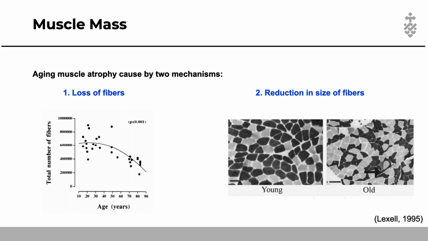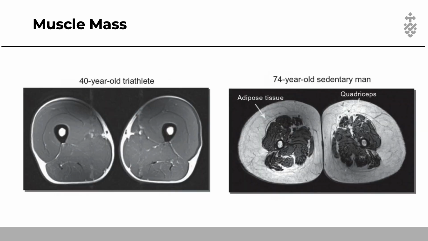If we have a look at the reduction in the size of the fibers, comparing those two pictures, in the young picture we're seeing all those circles, which are the muscle fibers. There are darker and lighter muscle fibers, which indicate whether they're type 1 or type 2 muscle fibers. And what we can see when we compare the young to the old is that those circles have almost deflated in that old muscle. So the fibers are actually shrinking and reducing in size. So overall, the aging atrophy of muscles is caused by the loss of the fibers as well as the reduction in the size of the fibers.